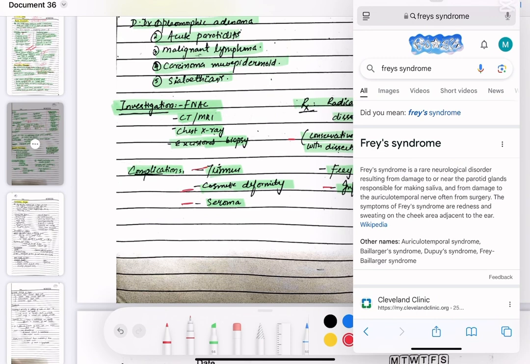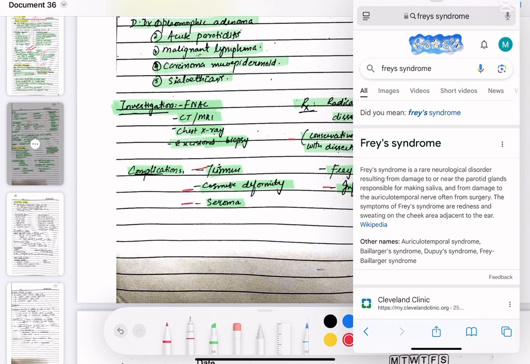Okay, so Frey syndrome is a neurological disorder, and it occurs when the parotid glands are damaged and the auriculotemporal nerve is damaged, due to which flushing, redness and sweating of the cheek occur.